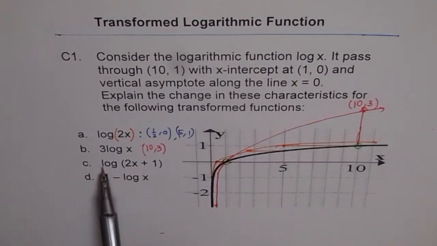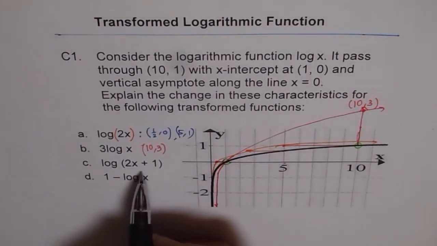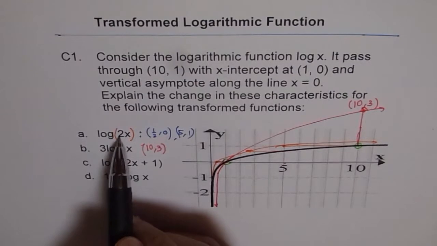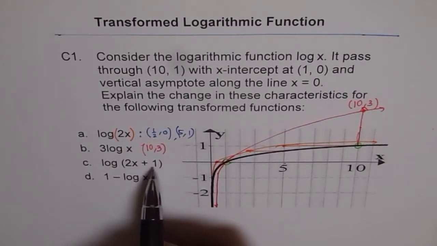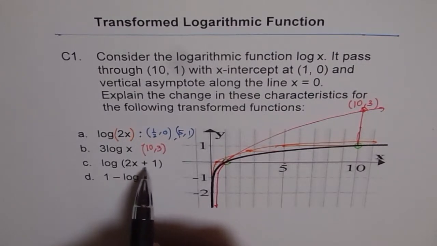Now let's look into the third function, log 2x plus 1. It is kind of tricky, and many of my students don't really see it like this sometimes. What is important here is there are two things happening. One is log 2x, which we have already considered, right? The second one is a horizontal translation. But by how much? By how much? That's a critical question.